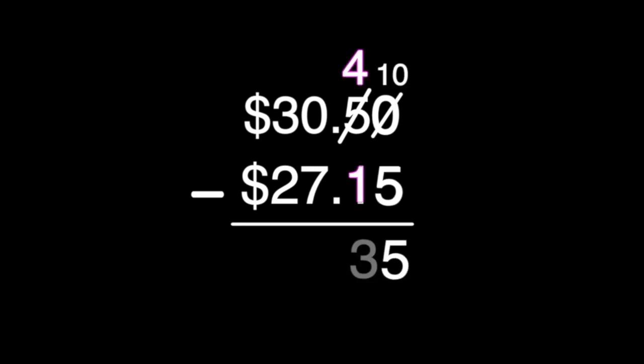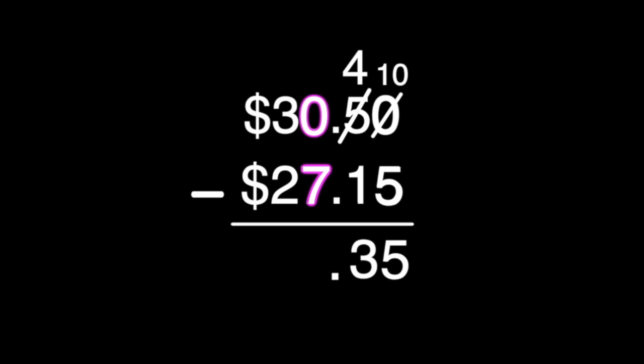Now move to the left. 4 minus 1 equals 3. Remember to drop your decimal. Did we need to borrow to subtract 1 from 4? No. Continue left. Can we take 7 from 0? No? What must we do?